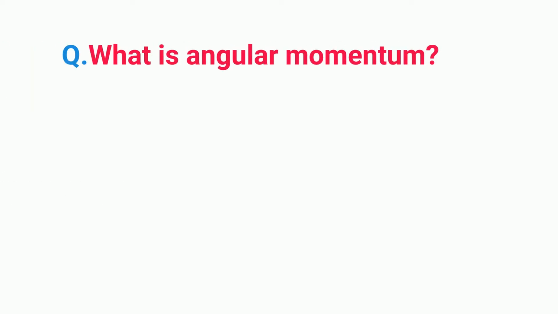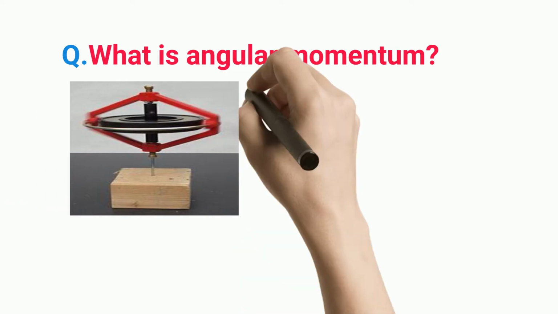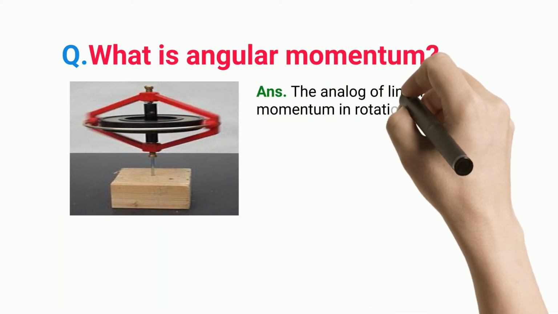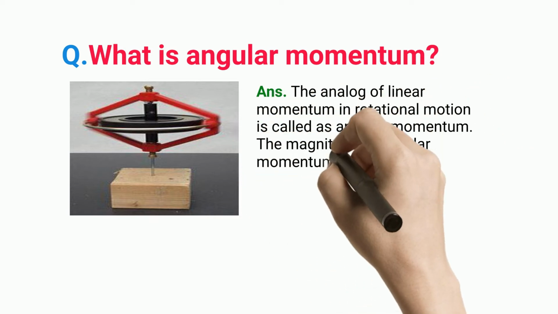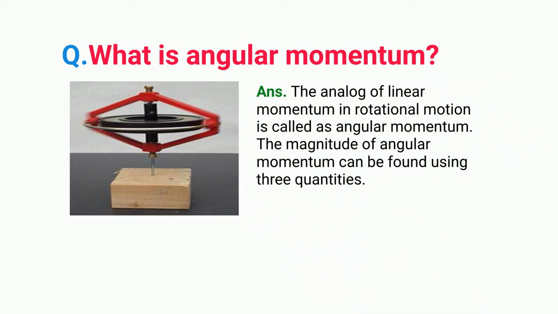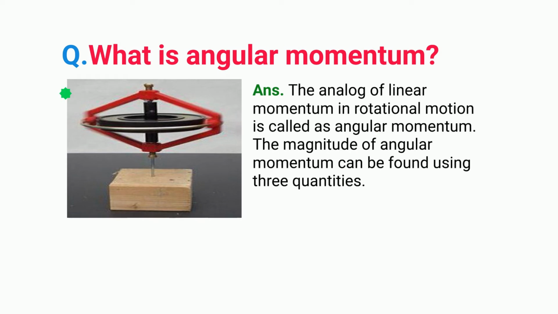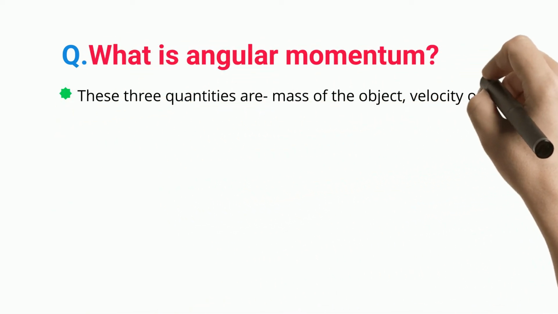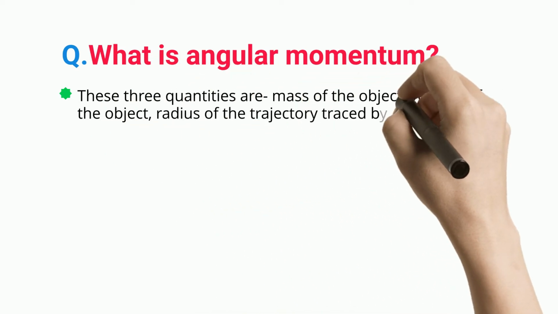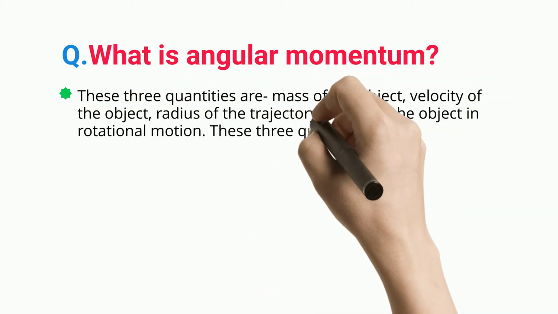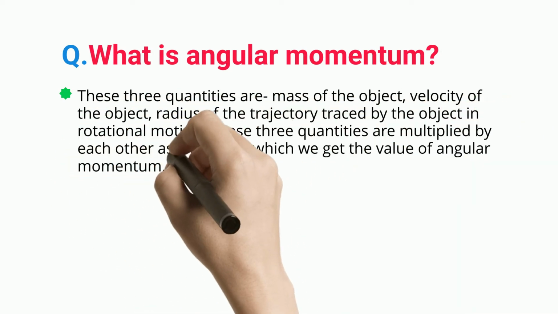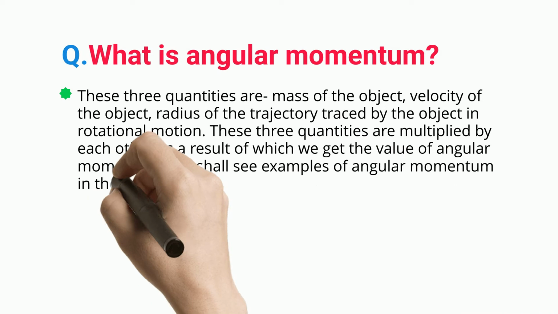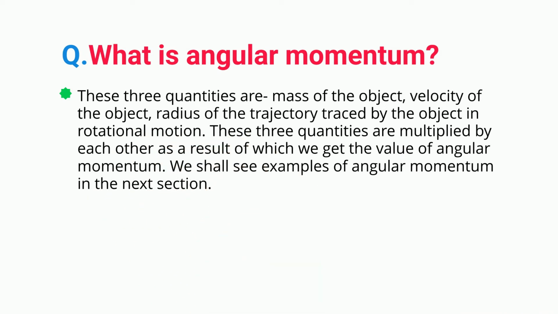What is angular momentum? The analog of linear momentum in rotational motion is called angular momentum. The magnitude of angular momentum can be found using three quantities. These three quantities are the mass of the object, the velocity of the object, and the radius of the trajectory traced by the object in rotational motion. These three quantities are multiplied by each other, as a result of which we get the value of angular momentum. We shall see examples of angular momentum in the next section.